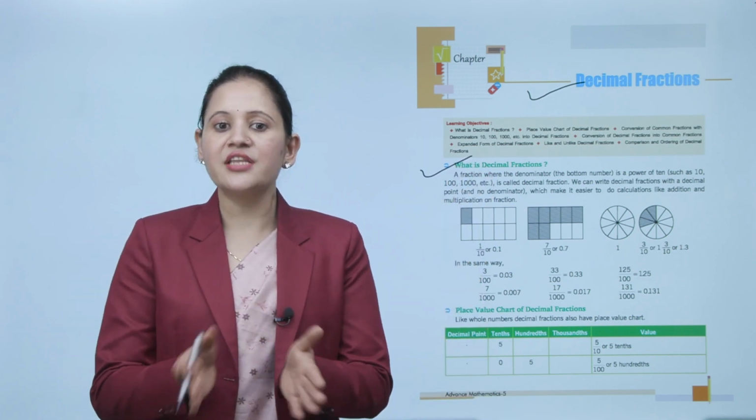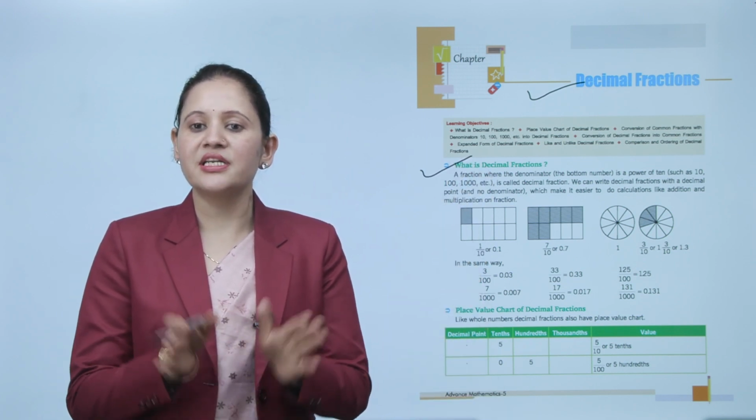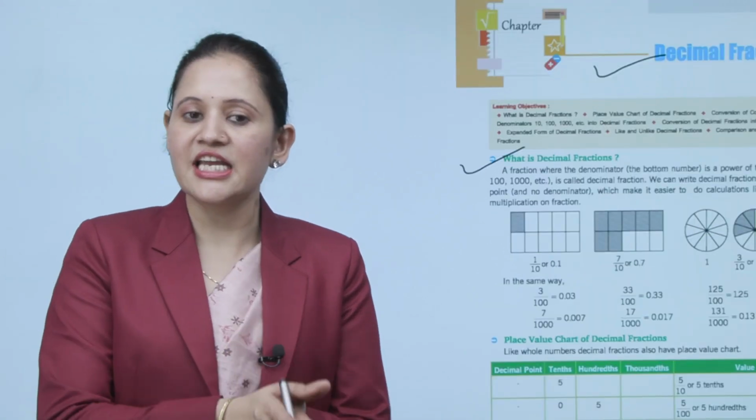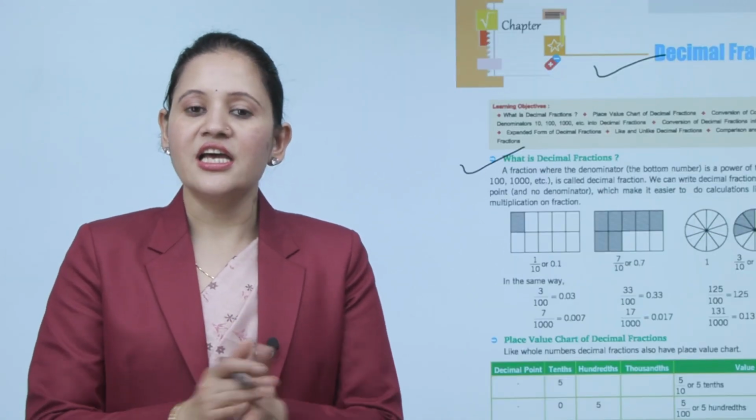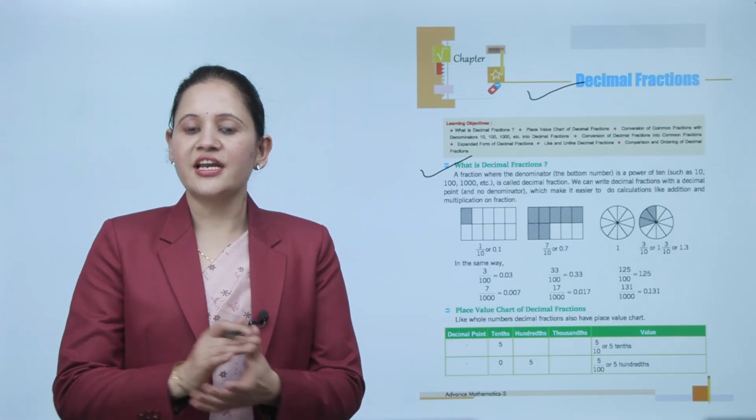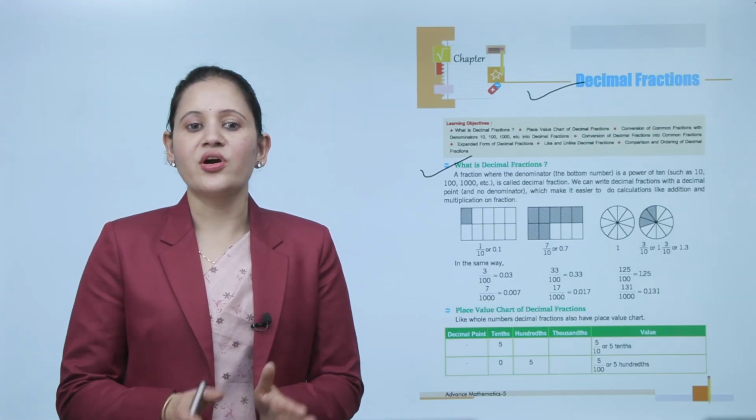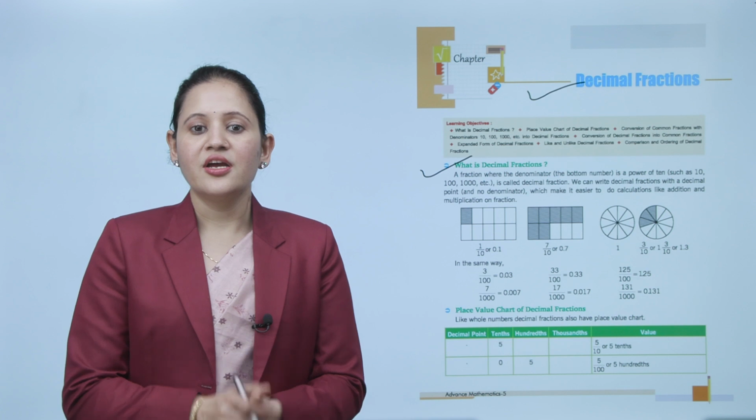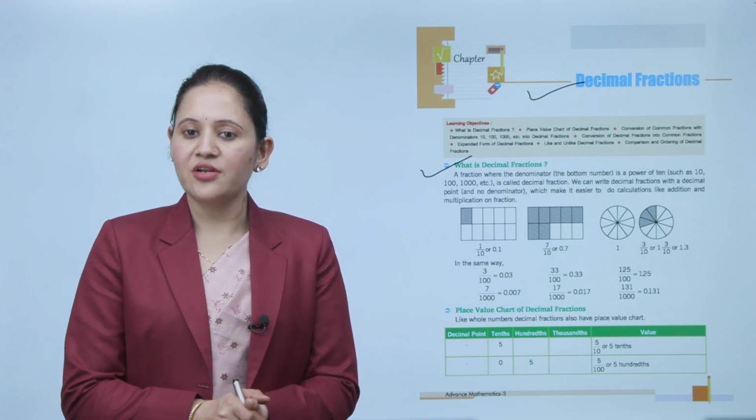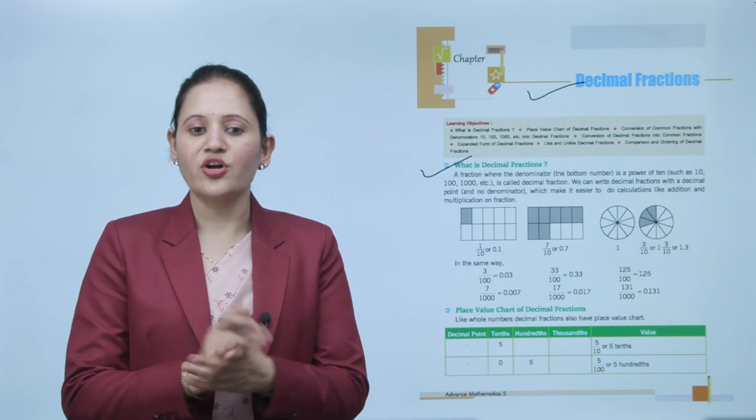A fraction where the denominator, the bottom number, is a power of 10, such as 10, 100, 1000, etc., is called a decimal fraction. We can write a decimal fraction with the decimal point and no denominator, which makes it easier to do calculations like addition and multiplication on a fraction.